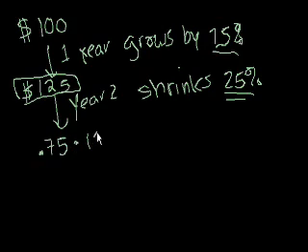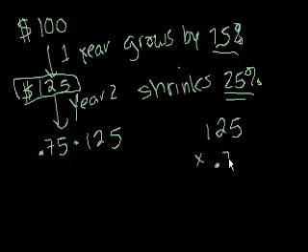0.75 times 125. So let's work that out here. 125 times 0.75. And just in case you're confused, if something shrinks by 25%, it is now 75% of its original value. So if 125 shrinks by 25%, it's now 75% of 125, or 0.75 times 125.